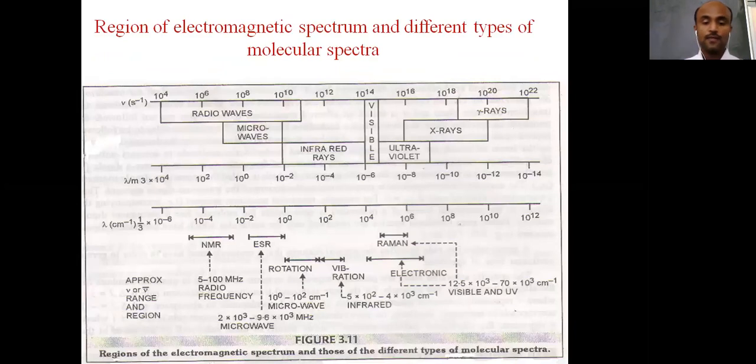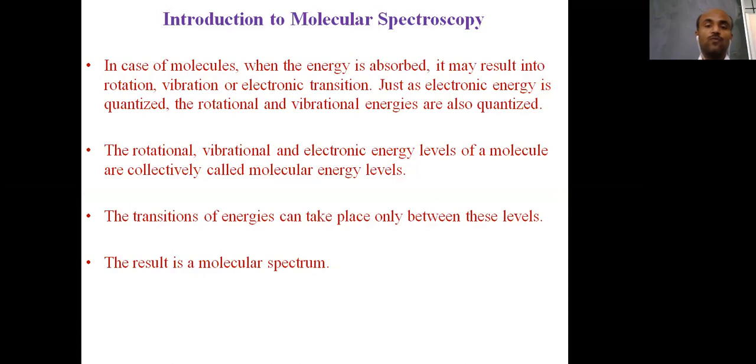Now again, this slide gives us information about different parameters such as wavelength, wave number associated with different regions of electromagnetic spectrum. Now, introduction to molecular spectroscopy. In case of molecule, when the energy is absorbed, it may result into the rotation, vibration, or electronic transition. So this is the simple response given by any material to particular electromagnetic radiations.